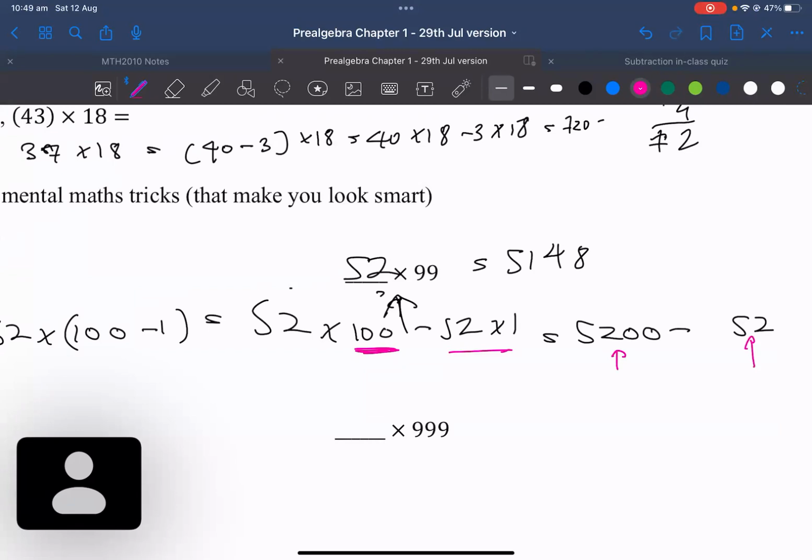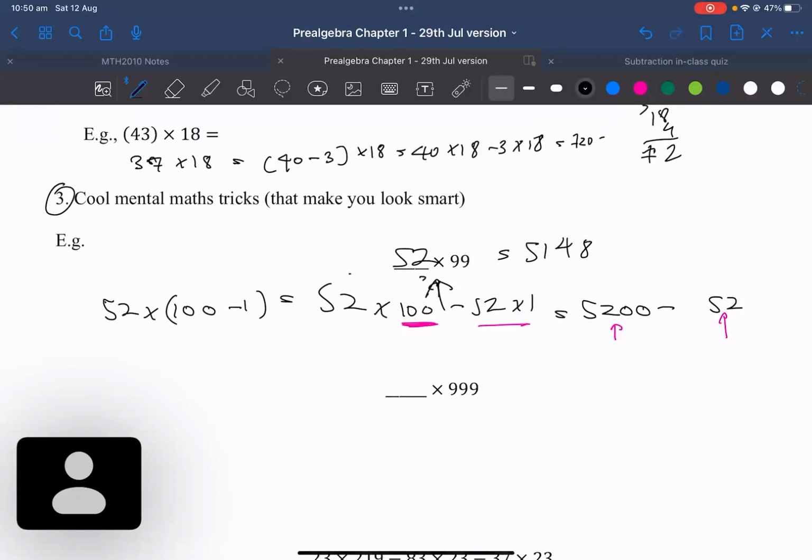And that becomes 5148. Because minus 52, since I've done a lot of maths, it's not too hard for me, right? You might be a bit slow with it, but even then, it wouldn't take you that long to do that, right? Minus 52. So that's how I do that. Does that make sense? How I use the distributive property for that specifically, though?